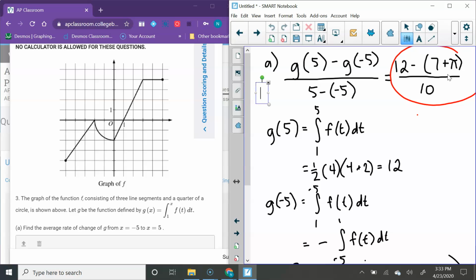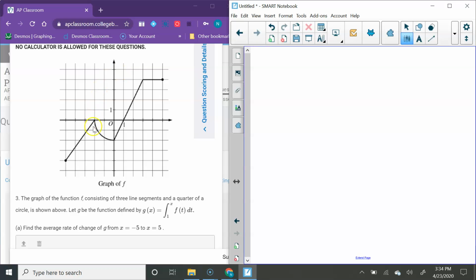Now, if you want to combine the 12 and the 7, you can. Just be really careful if you do, because you're going to get 12 minus 7 minus pi. It's really easy to lose that negative with the pi. So you would have 5 minus pi over 10. You could simplify. I would not for that. So that's part A.